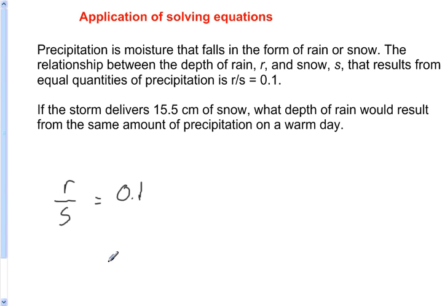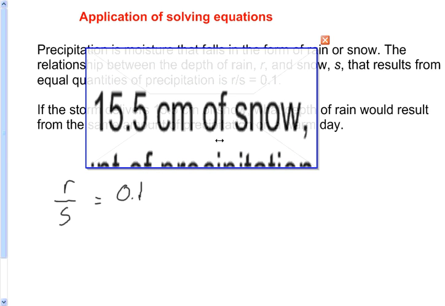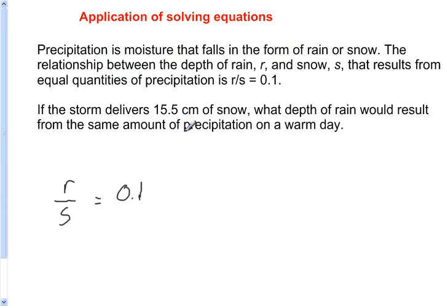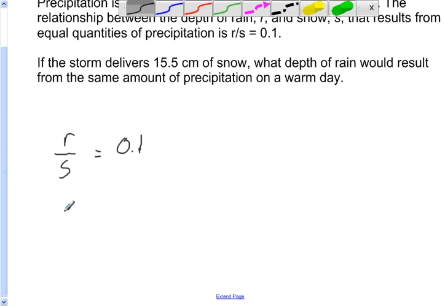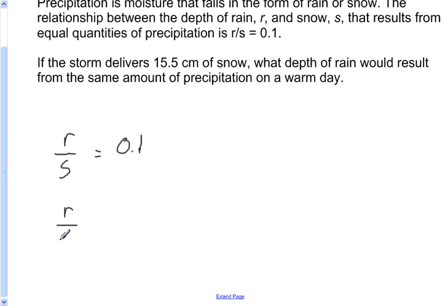So let's look at our question. If the storm delivers 15.5 centimeters of snow, what depth of rain would result from the same amount of precipitation on a warm day? So what is this little piece of information right here? Well, it tells you it is 15.5 centimeters of snow. The S is the key. So our S in our equation is going to be 15.5. That's all we do. Just replace the value of S with 15.5, and we're going to get R over 15.5 is equal to 0.1.